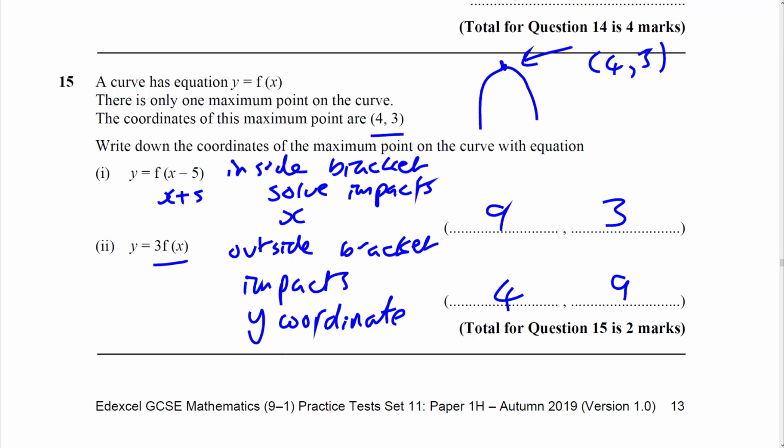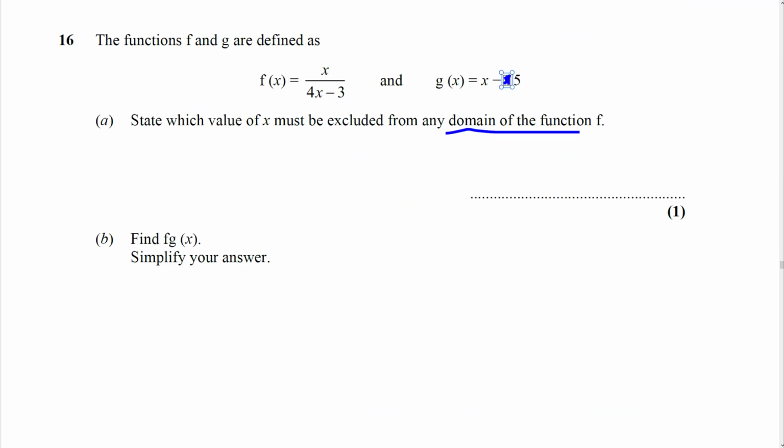Nice. Well, this is a really nice paper. Boundaries will be high on this. Okay, so this is a functions type question, and g of x is just x minus 5.